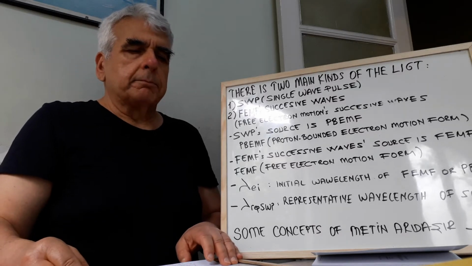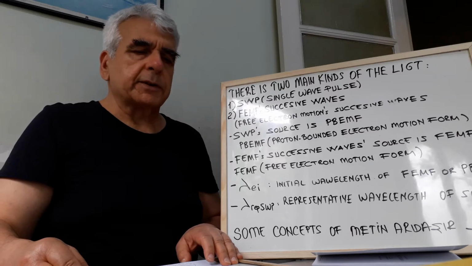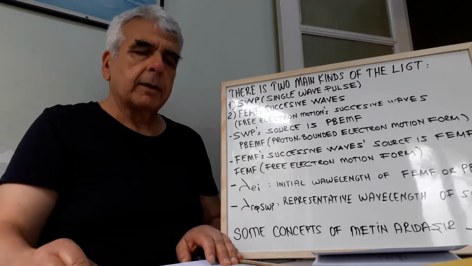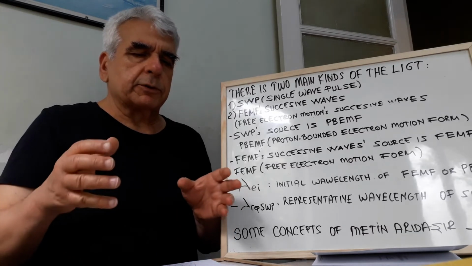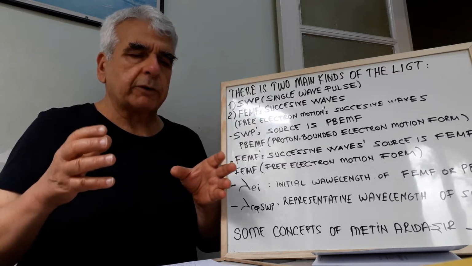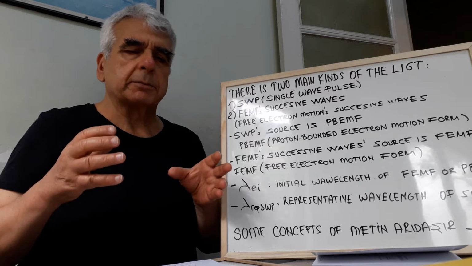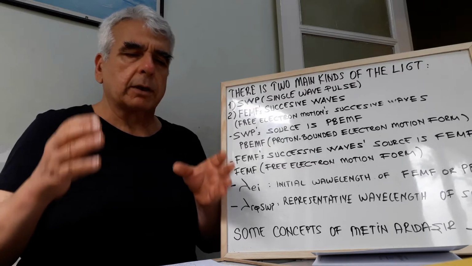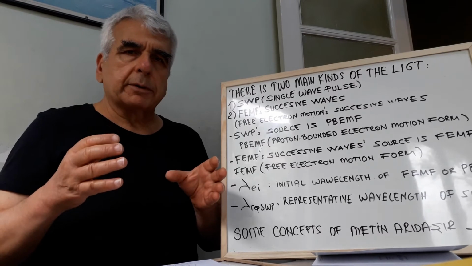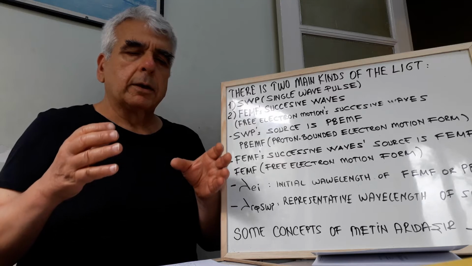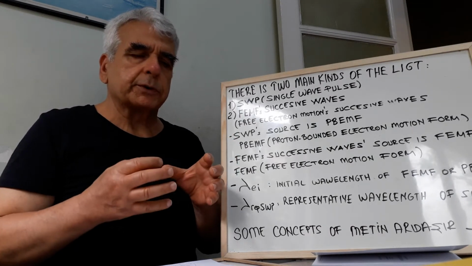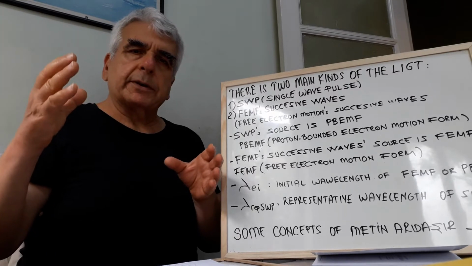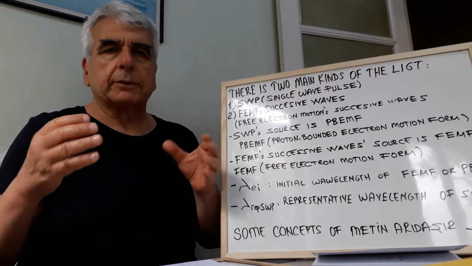1. A proton-bounded electron motion form has a certain initial imbalance wavelength, radius, lambda EI. After being enlarged by a free electron motion form's successive wave, at the rate of this wave's wave number squared, n squared multiplied by lambda EI, when the successive wave vanishes, or when another successive wave that has a lower wave number affects this proton-bounded electron motion form, it shrinks and produces and pushes one single wave pulse at a certain representative wavelength through eternity at the speed of light. Remember from my former videos.